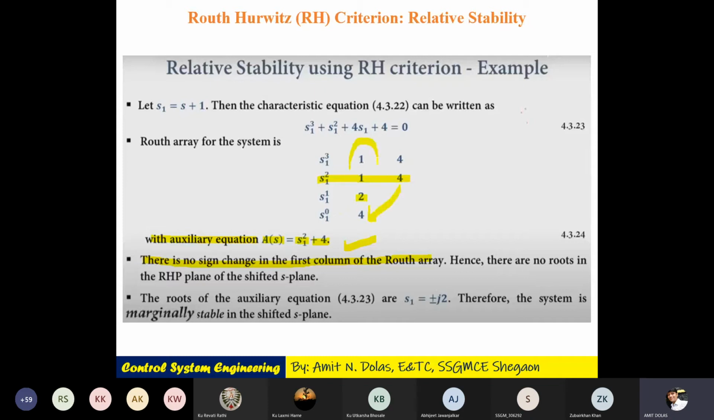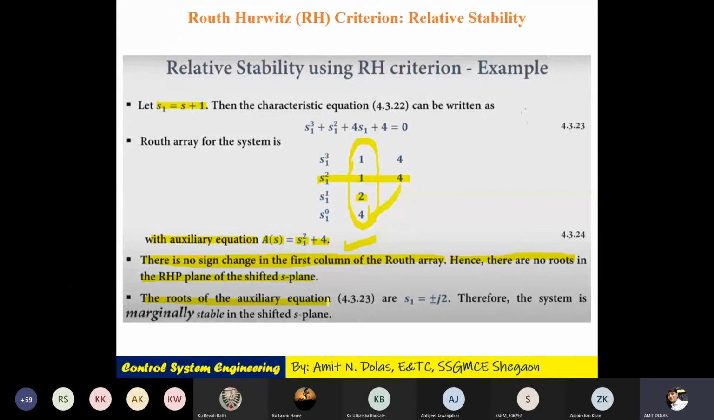So you can see the first column here. There is no negative sign, or there is no sign change in the first column. All are positive. Hence there are no roots in the right half of the shifted S plane. Shifted by what? Shifted by -1. To the left side of -1 also there is no root in the right half plane; all are in the left half.